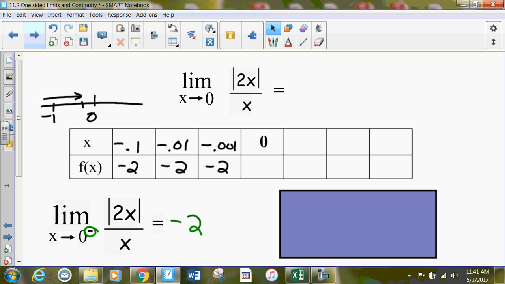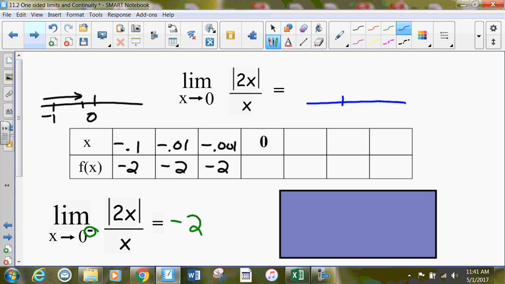So what do you think we're going to do on this side? We're going to do coming from the right. So if we have 0 and there's a 1 and we're coming in from the right, we'd probably start with 0.1 because that's pretty close, and then 0.01 and then 0.001, right? If we plugged a 0.1 in, we'd get 0.2 on the top divided by 0.1 on the bottom, which would give us a +2, right? So this side, as we're coming in, we're going to be a +2.